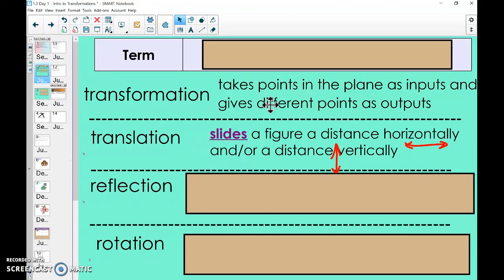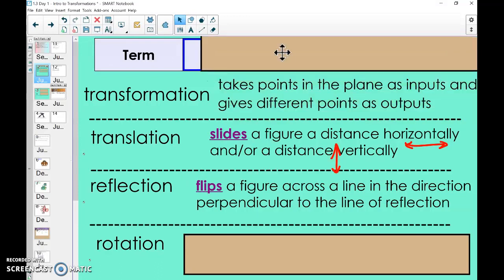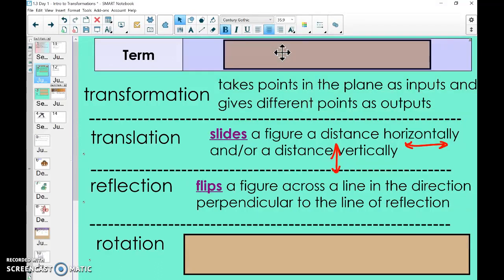Okay. The next one we're going to talk about is reflection. Now think of like a mirror. When you see your reflection in the mirror, everything's a little bit backwards because it's been flipped. So your picture that you see in the mirror is actually the opposite of what everybody else sees because it's flipped. So think of reflection, think of the word flip. When we flip it across a specific line, in the direction perpendicular to the line of reflection. That's just kind of a fancy way of saying we flip the figure across the line.